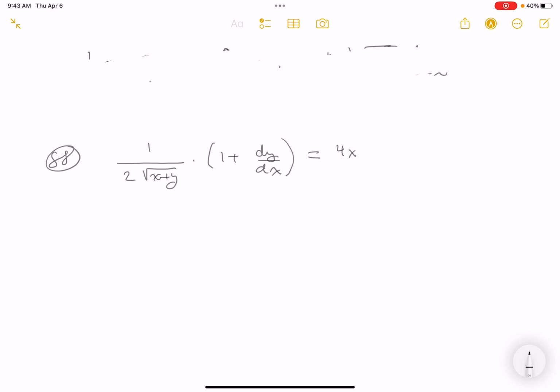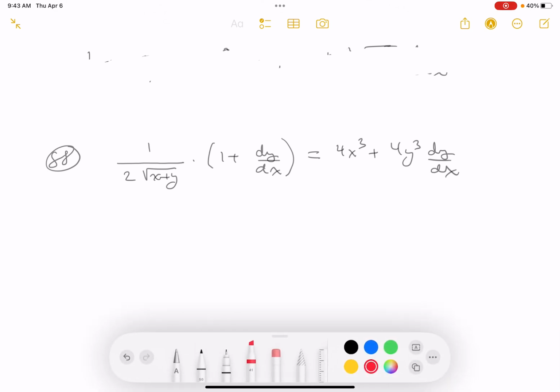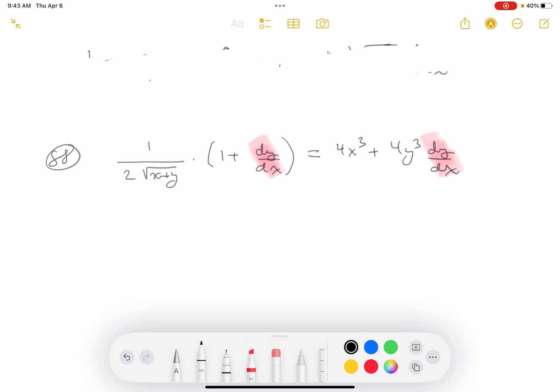It's going to be 4x cubed plus 4y cubed, and then a dy/dx. Now I do have an answer, and I just want to make sure you understand that we're looking to solve this for this over here, and it's on 2 sides. Now before I do any multiplying this thing out, I want to multiply both sides by the LCD, and the LCD is 2 times the root of x plus y.